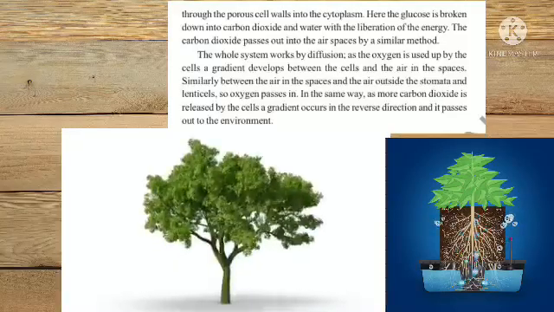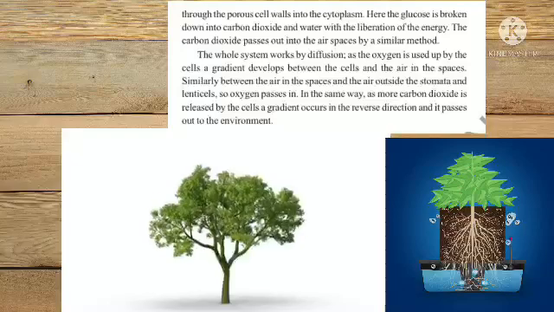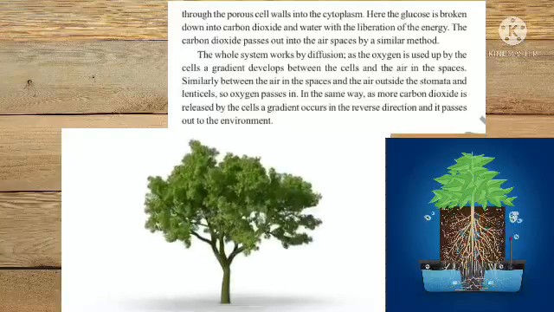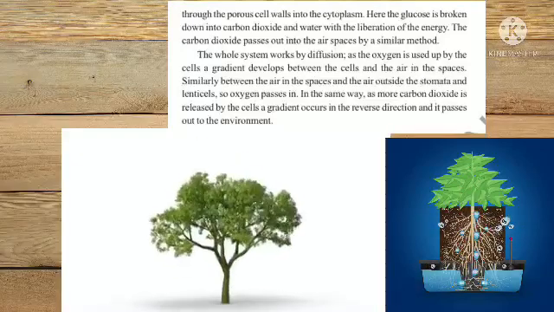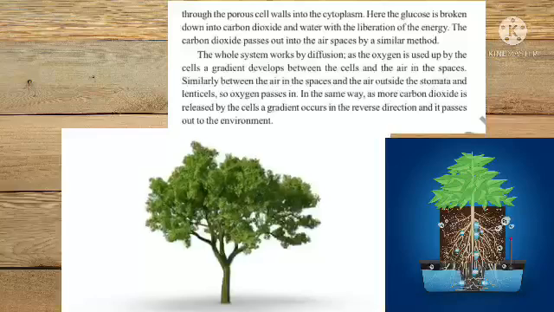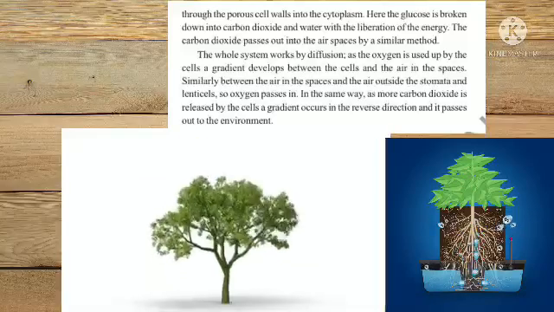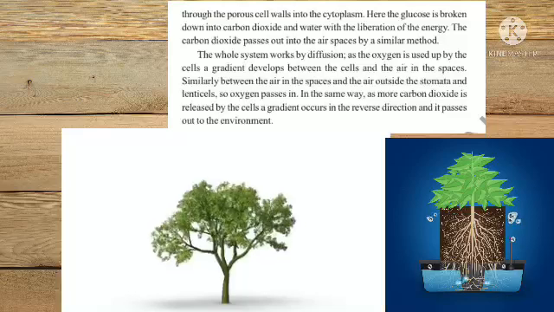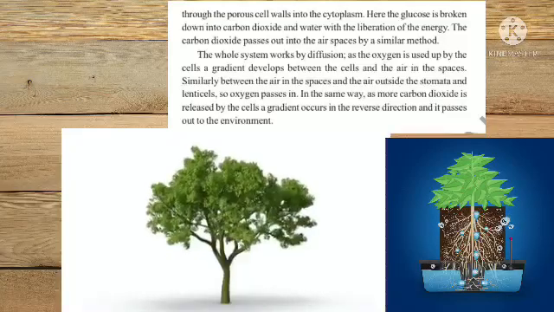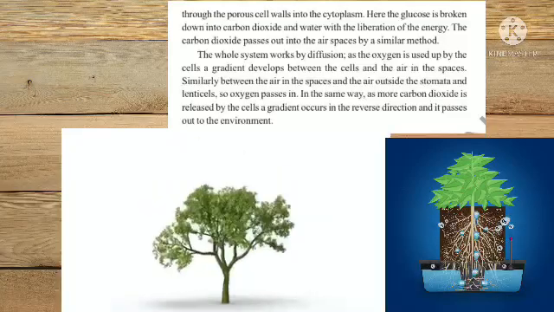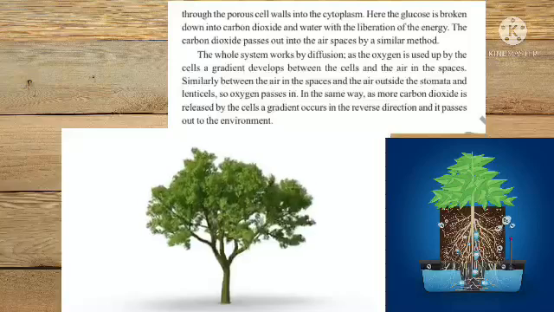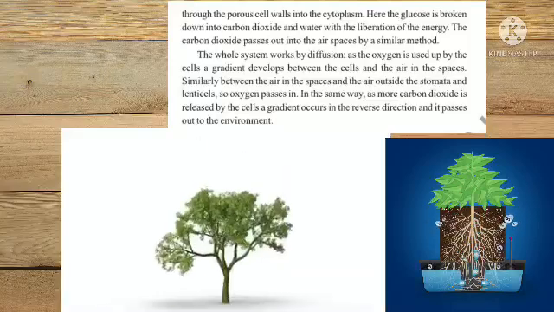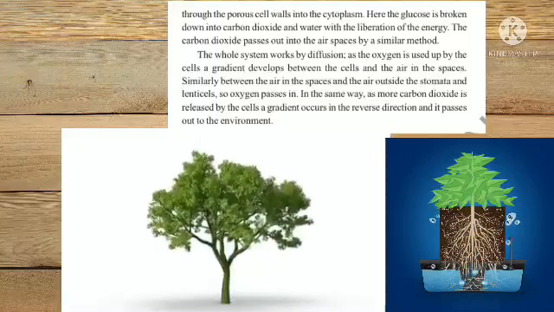The whole system works by diffusion. As the oxygen is used up by the cell, gradients develop between the cells and the air in the space. So whenever diffusion takes place, automatically the gradients are developed between the cell and the air space. Similarly, between the air space and the air outside the stomata and lenticels, the oxygen passes in.